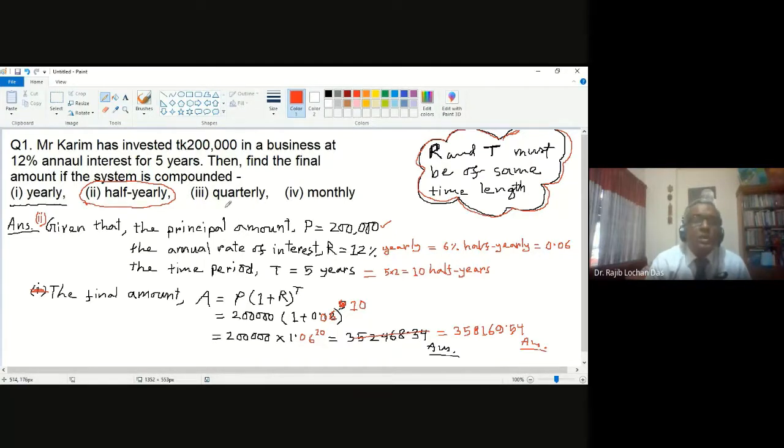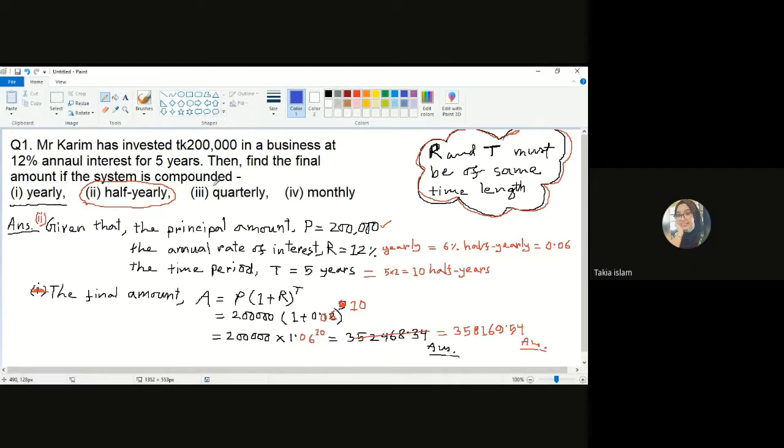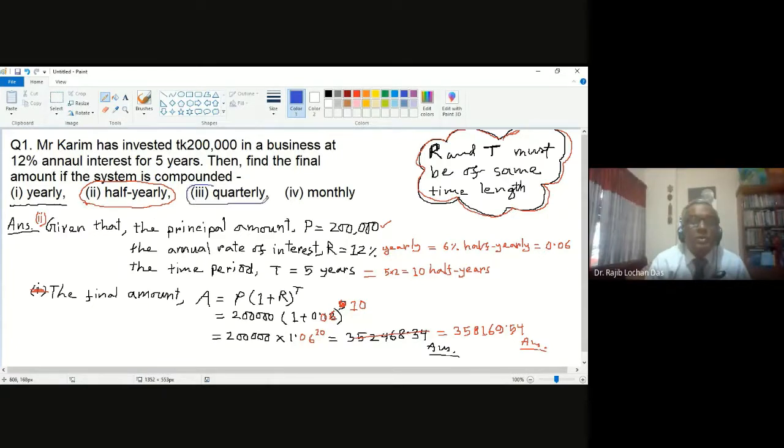So what is quarterly? What is the meaning of quarterly? Sir, 1/4. 1/4, right? So it is 1/4 of the year. So for the quarterly system, you will divide this 12% by 4. So that will be 12% yearly and 3% quarterly. Do you understand what I'm saying?